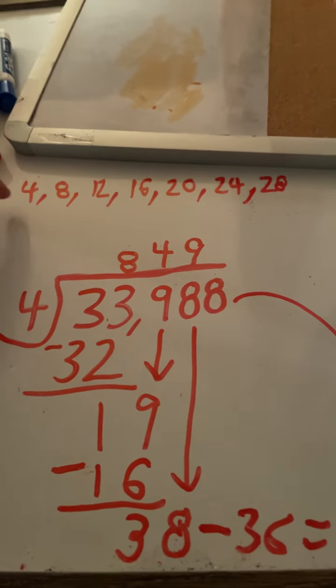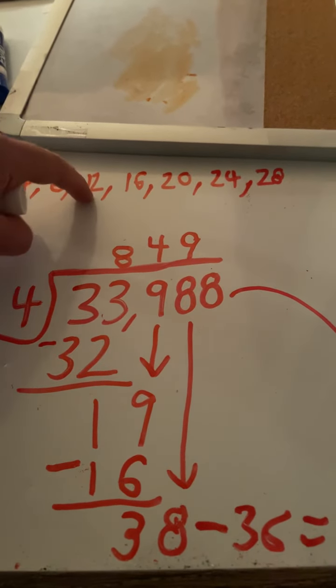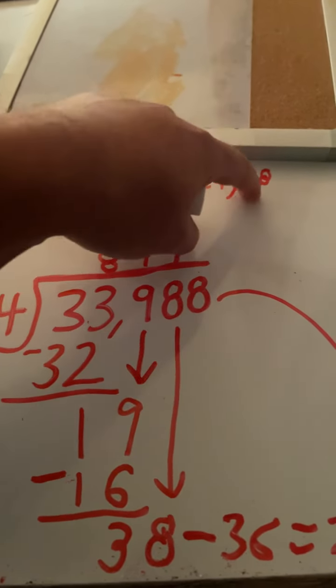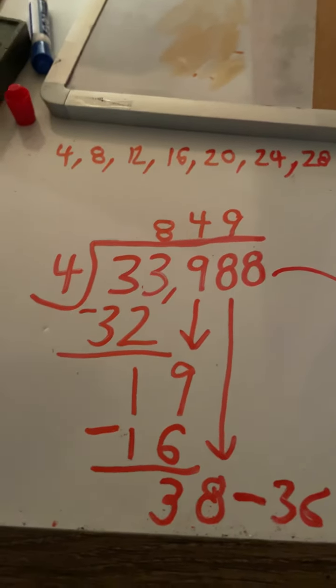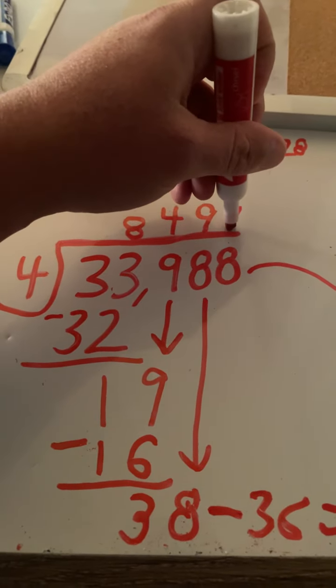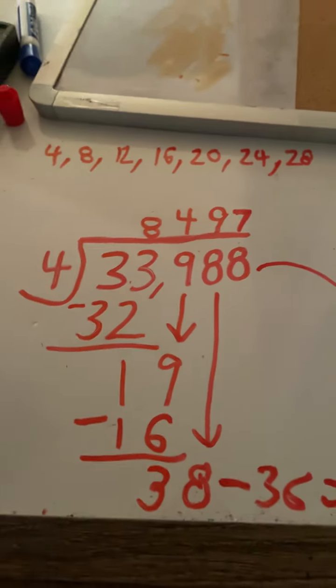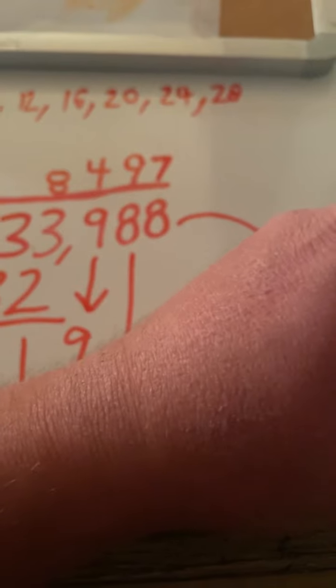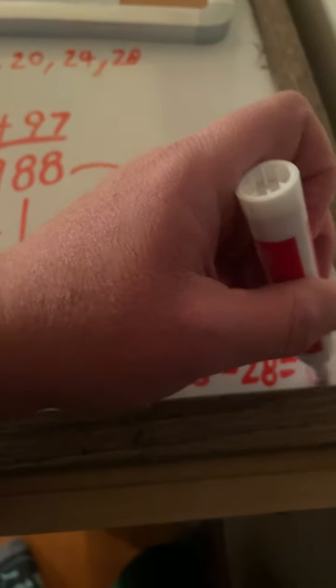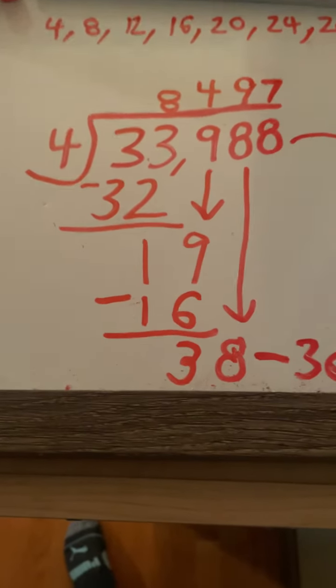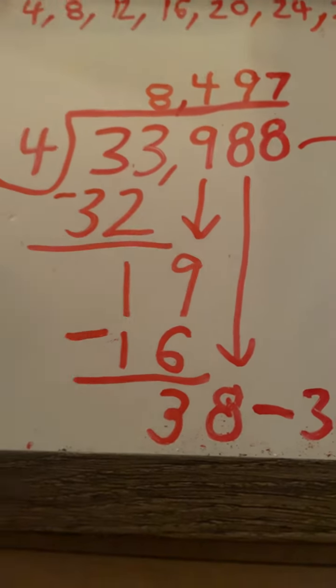I counted by 4 7 times to get to 28. 1, 2, 3, 4, 5, 6, 7. 28 divided by 4 equals 7. There is no remainder. We landed right on 28. 28 minus 28 equals 0. And we have our final answer.